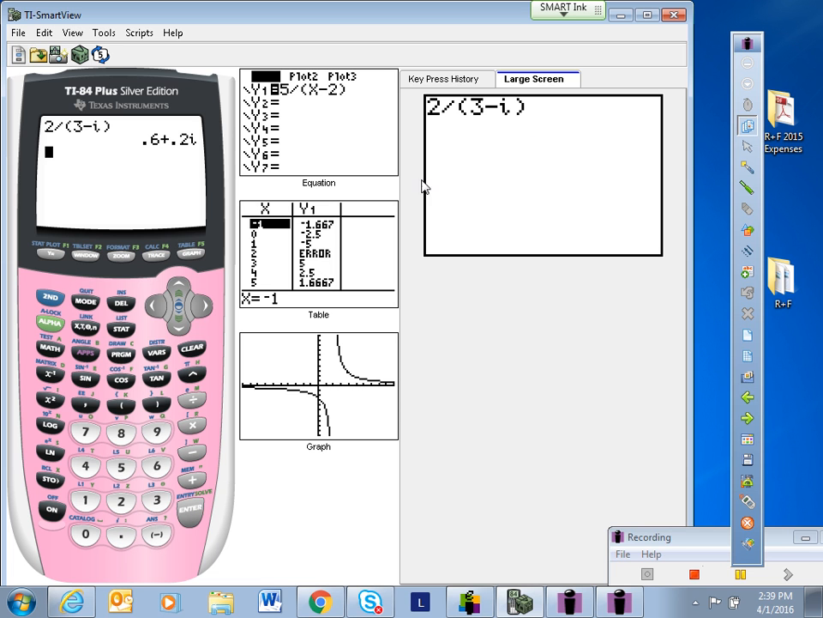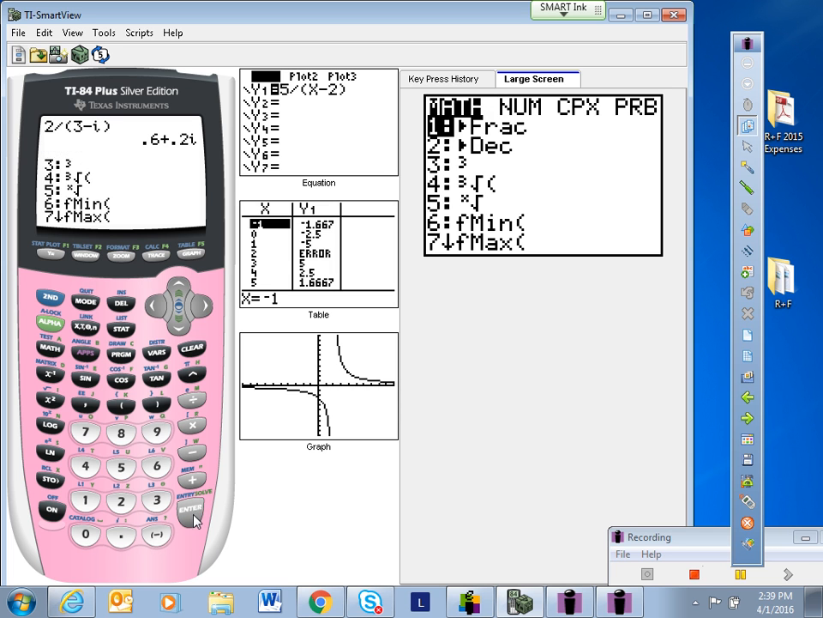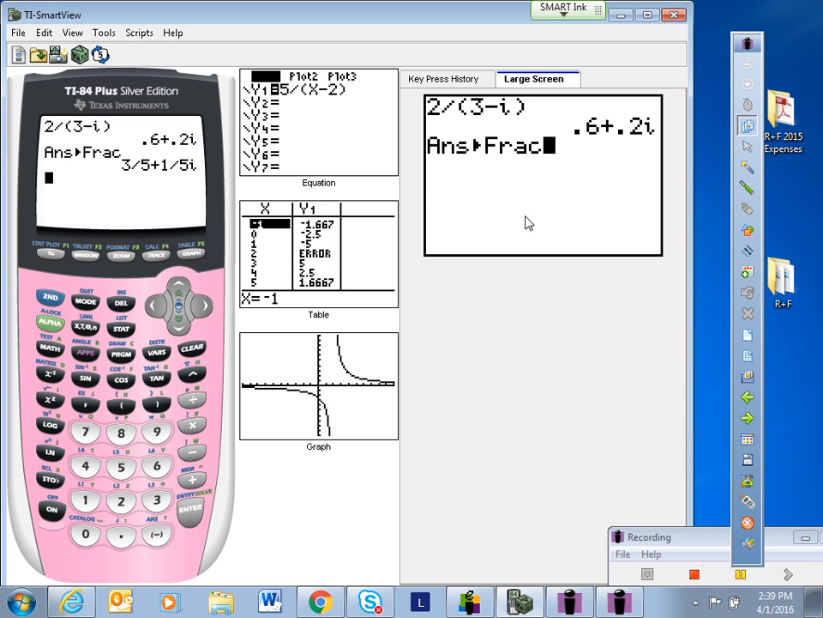Okay, so first of all, look what form it puts it in. And then, I'm not taking decimals, guys. So I want you to go math, fraction, enter. And I want you to be really careful right here, because this is 3/5 plus 1/5 times i. It is not 3/5 plus 1 over 5i. Do you understand? If you put that i on that bottom, I'm going to mark it wrong.